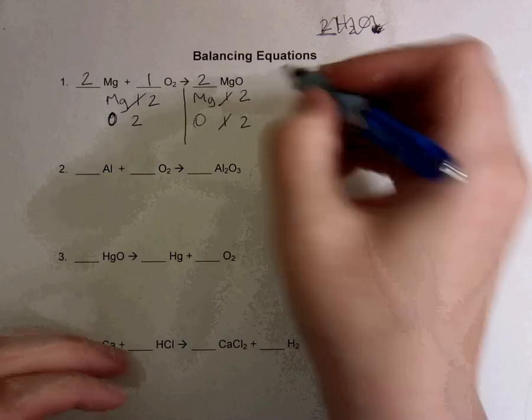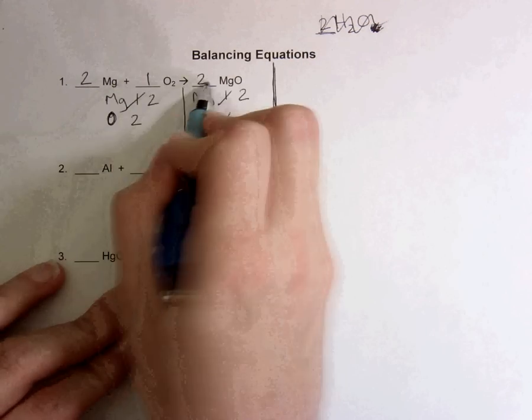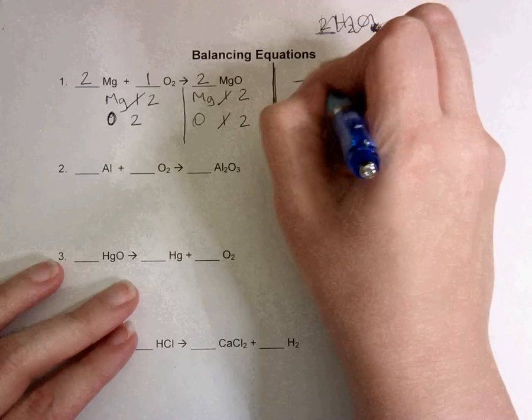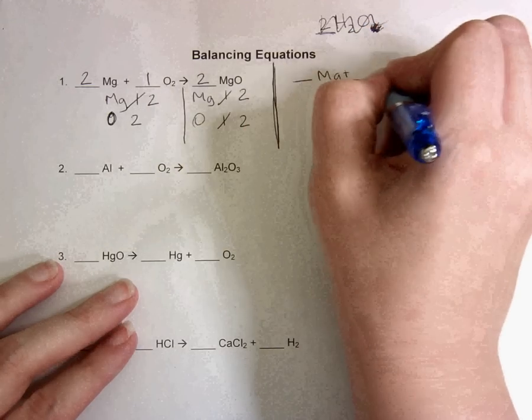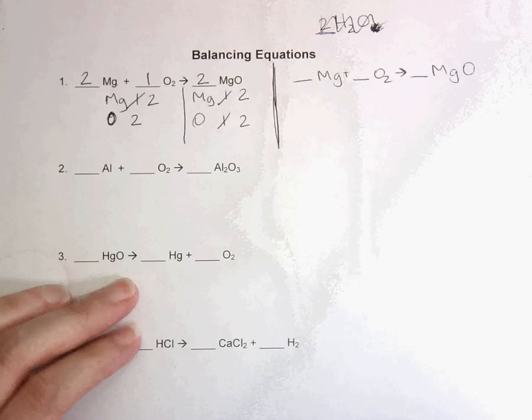Now let me show you another way to balance the same equation. So I had Mg plus O2 yields MgO. So I have Mg plus O2 yields MgO.